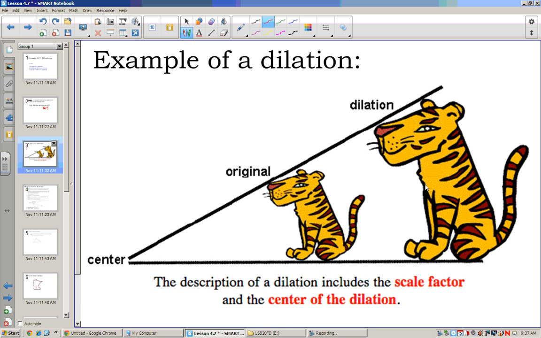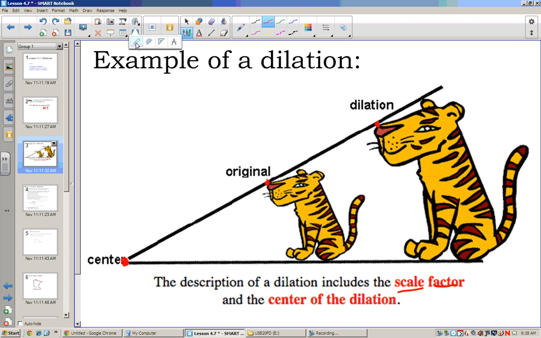Here's an example where we are enlarging this tiger. There's always a center of your dilation, which will be over here, and we'll use a scale factor to dilate each point. We can take this point and take that same point up here, and we can figure out the scale factor.